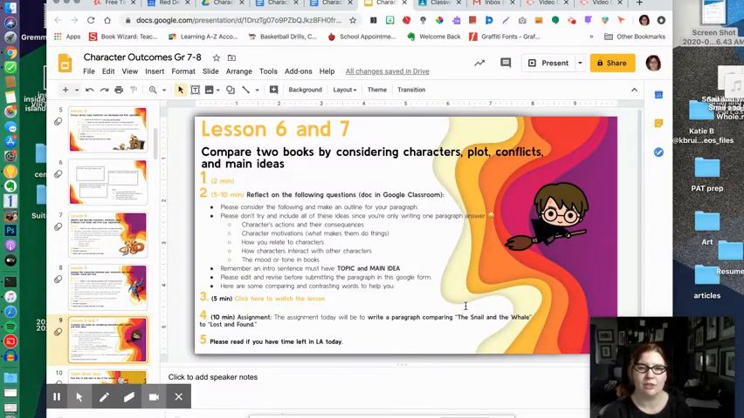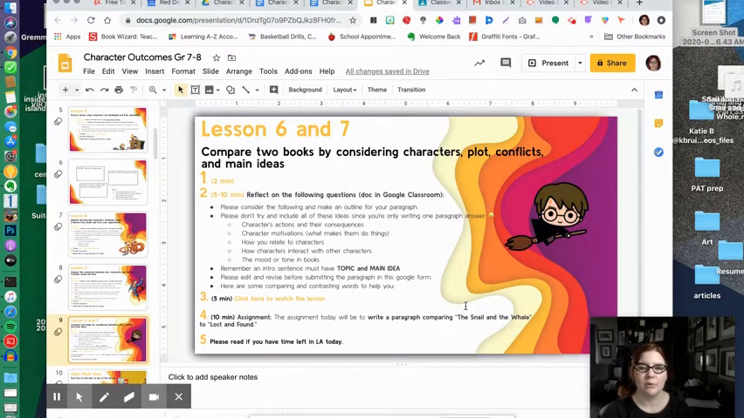Remember, we're comparing the two books. So the characters and the consequences in The Snail and the Whale compared to the characters and consequences in Lost and Found. Okay, or you could do character motivations, what makes them do the things that they do, how you related to the characters, how characters interact with other characters, or the mood or the tone of the books. Okay, again, you're probably going to choose one of these ideas, and your paragraph needs to be comparing both books. So you might write about the mood in The Snail and the Whale is similar to the mood in Lost and Found. These are my reasons why.